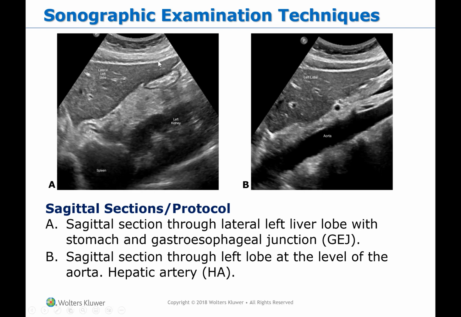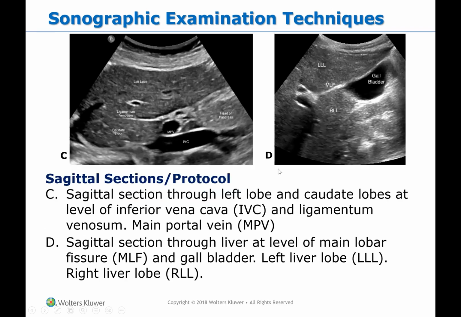So our first picture is going to be of the left liver lobe and the gastroesophageal junction, which is right below the liver. And that's going to be the first picture. It's going to be way left. Our next picture is going to be the left lobe still, and there's going to be the aorta there. Our next image is the sagittal section through the left lobe and the caudate lobe at the level of the IVC, so that you can see the ligamentum venosum right there separates the caudate lobe and the left lobe.